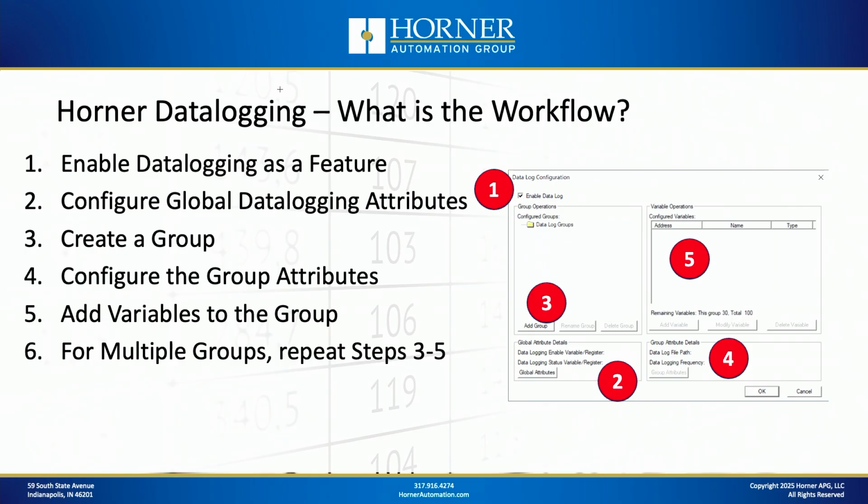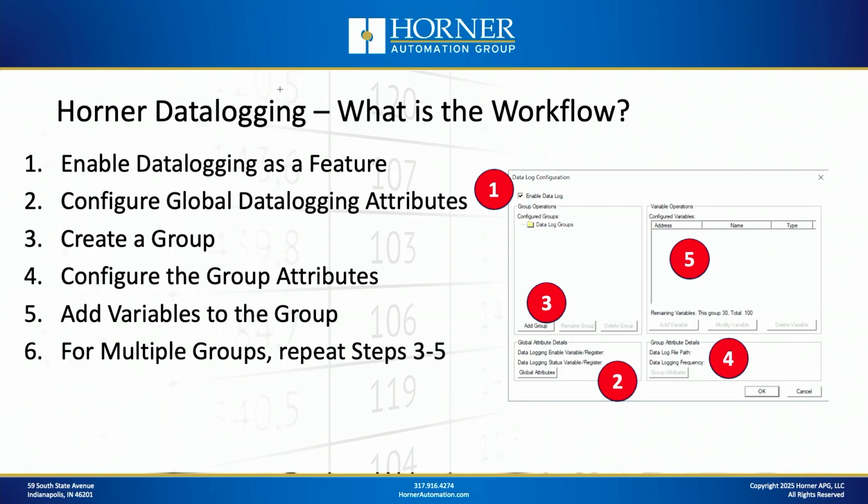All right, now let's dive into the workflow. What are the 5 steps? Well, there's 5 steps here, and then there's an option at the end to repeat a few of the steps. We're going to enable data logging as a feature. We're going to configure some global attributes. We're going to create groups that we're then going to data log. We're going to configure the attributes for that group, in other words, how often are we going to take samples, for instance? We're going to add variables to the group so we can identify what specifically data-wise we want to log. And then if we have multiple groups, we're going to repeat steps 3 through 5.